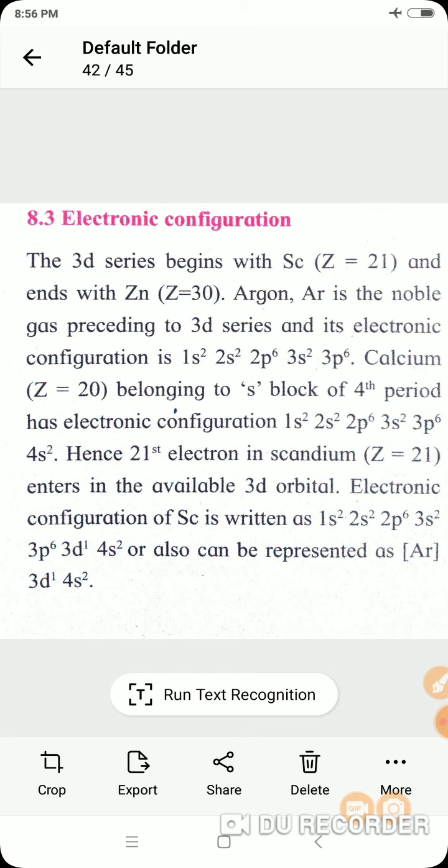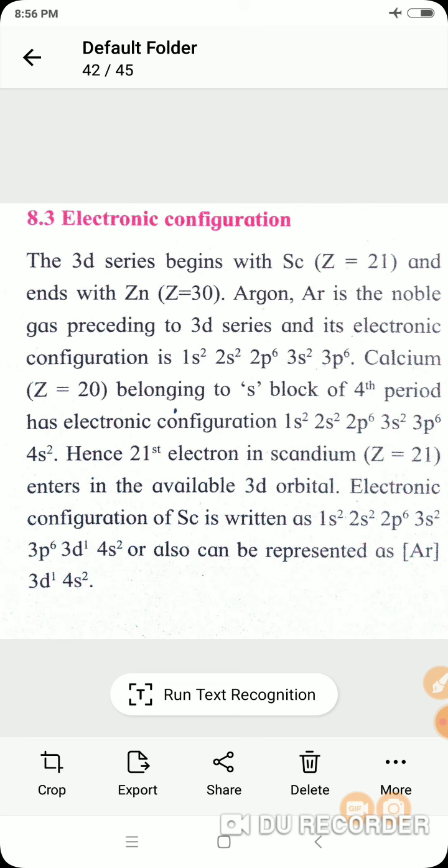So now the next part, the electronic configuration of the transition elements. Electronic configuration is the most important part of the transition elements. All the transition elements show variations in electronic configuration. Firstly we see the electronic configuration of the 3D series elements. The elements present in the fourth period are called the 3D series elements. The 3D series begins with Sc.